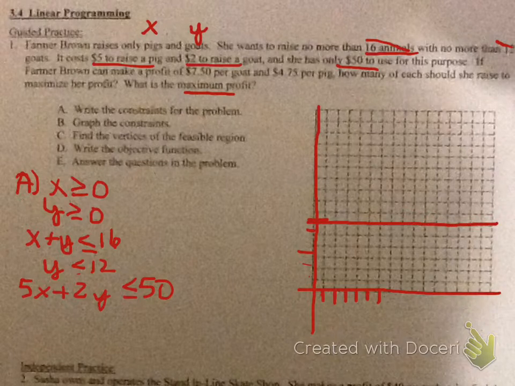Okay, so then I'm looking at these two equations right here. The x plus y is less than or equal to 16. 5x plus 2y is less than or equal to 50. Well, obviously this one, the x and y intercepts are at 16. So this is 12, 14, 16. At that point, 2, 4, 6, 8, 10, 12, 14, 16. Got that point. Connect those two. Actually, I'm going to choose another straight line.